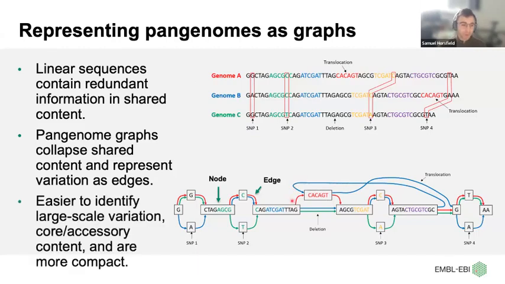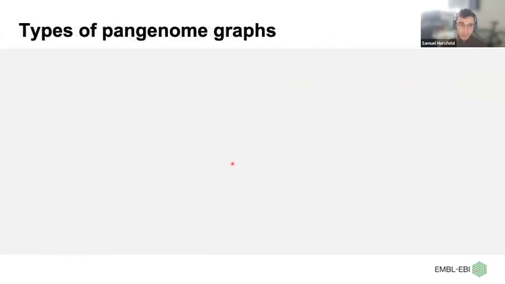So overall, just to summarize all that up, why would you use a pangenome graph? In essence, it's easier to identify large-scale variation and small-scale variation. You can also identify core and accessory content based on the frequency in which these nodes are found and how frequent the variants are found as well. And they're also much more compact. So sort of a winning formula for conducting comparative genomics. But it's not that simple.